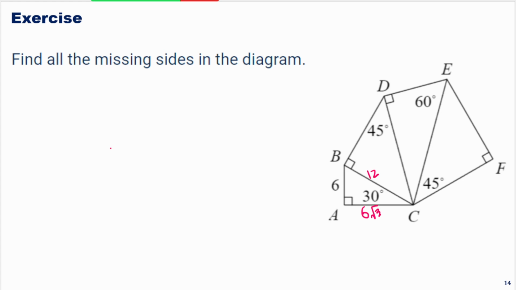And then we can consider right triangle BCD. Right triangle BCD is a 45, 45, 90 triangle. We have BD equals BC, which is 12 as well. And CD equals 12 times square root 2.